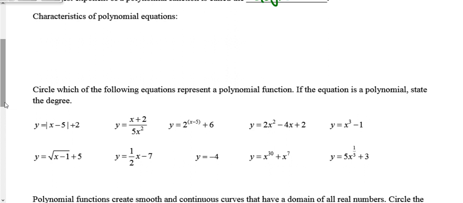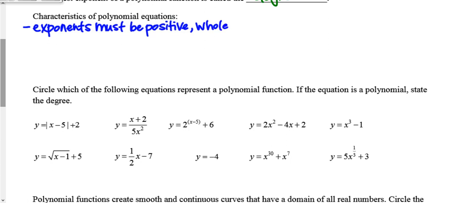So when we look for polynomial equations specifically, there are some characteristics that we have to look out for. So the first thing is that exponents must be positive whole numbers. And off of that, and we haven't really talked about this yet in Algebra 2, but related to that, there's two things. So first of all, variables can't be in the denominator.